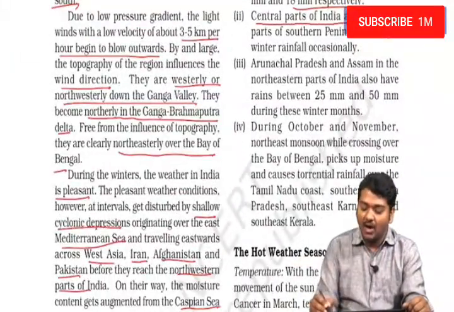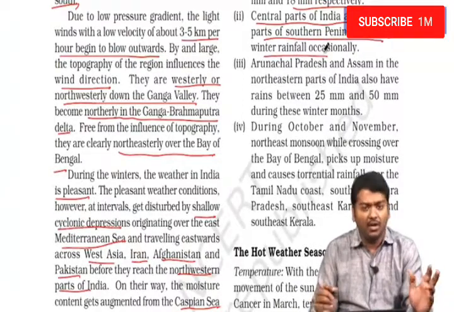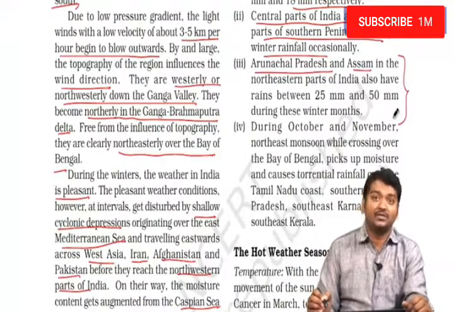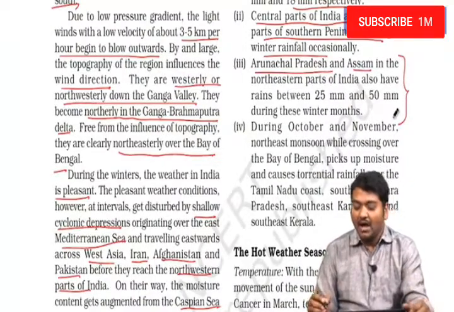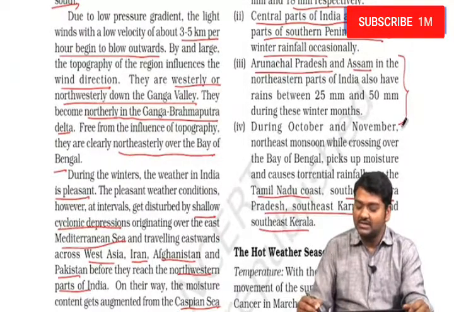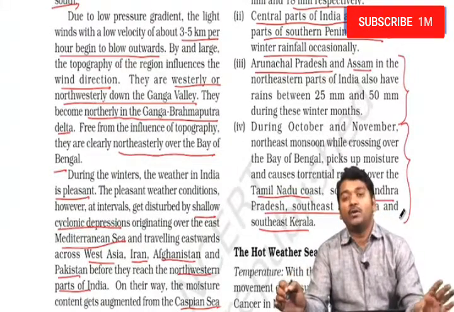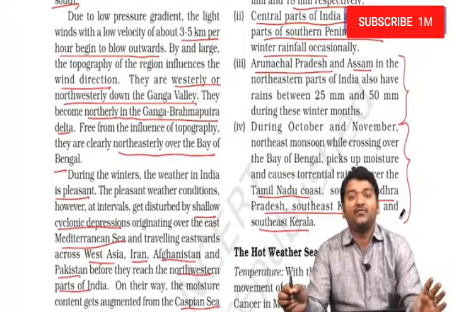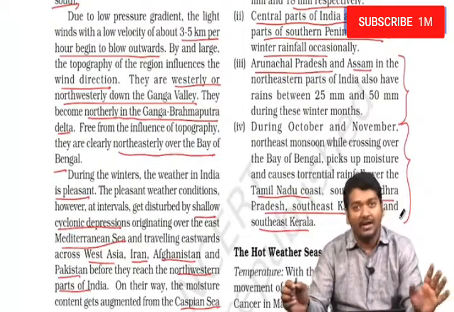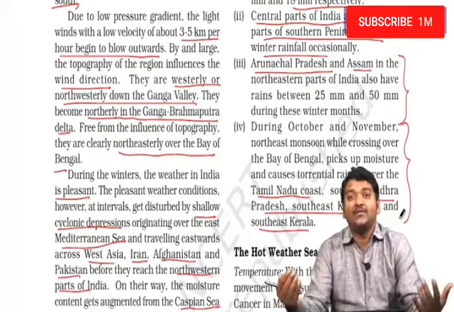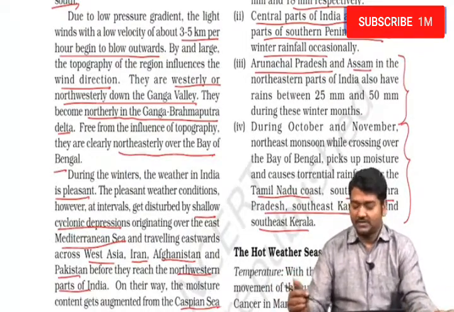Central parts of India also receive rainfall occasionally, not very much. Arunachal Pradesh, Assam and northeast India also receive rainfall during this period, and so do the Tamil Nadu coast, southern Andhra Pradesh, southeast Karnataka and southeast Kerala. Orographic rainfall is usually seen during this period. So winter rainfall is seen in most parts of India, but it will be very little. So the rabi crop is also grown across. Because of climate change and other factors, today we are not seeing enough rainfall for rabi crops.